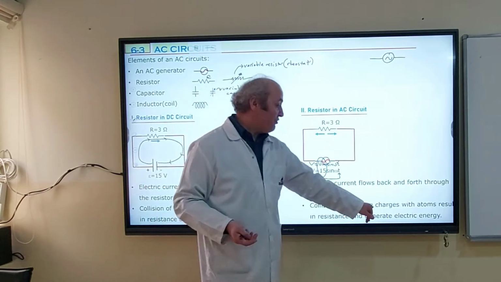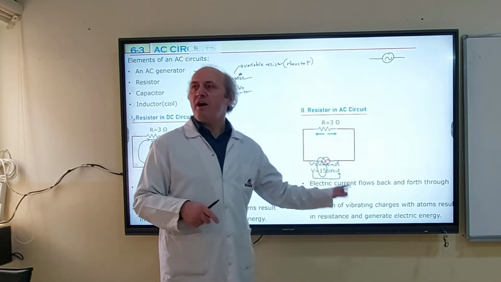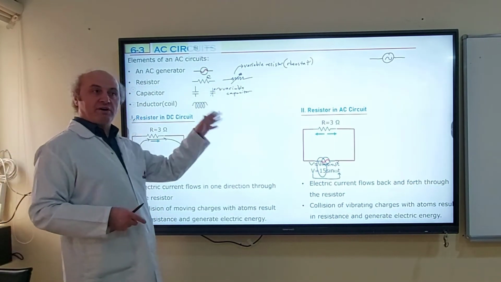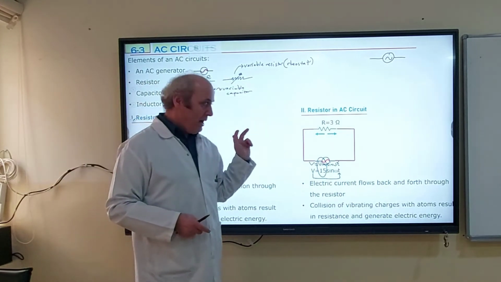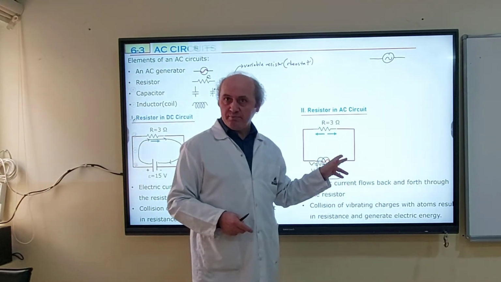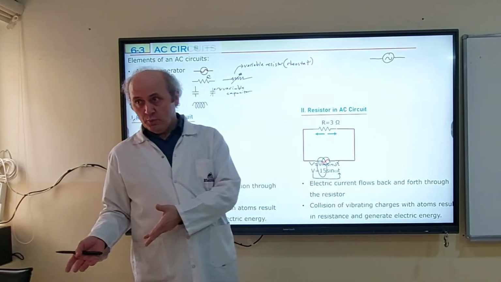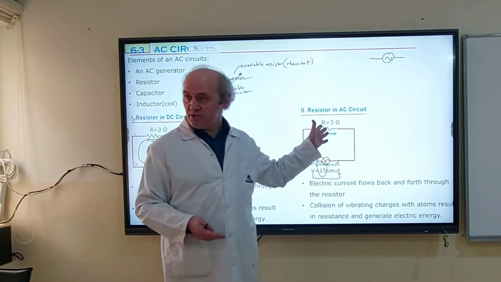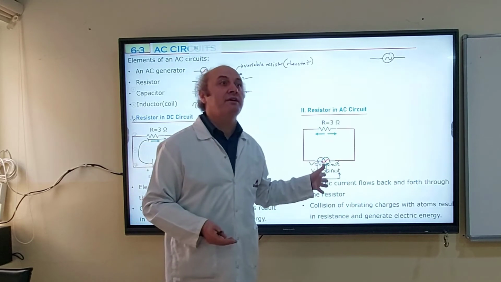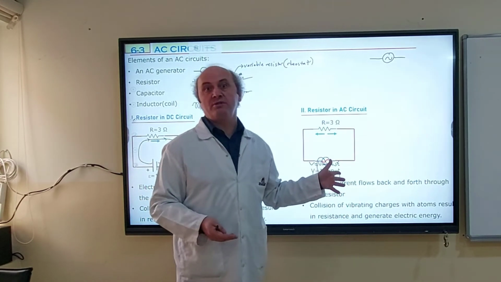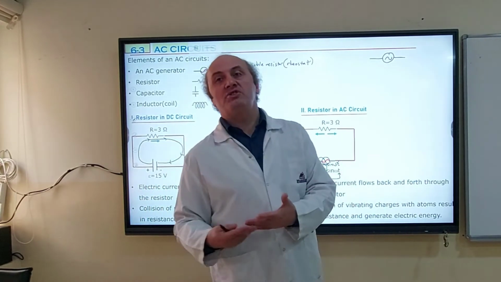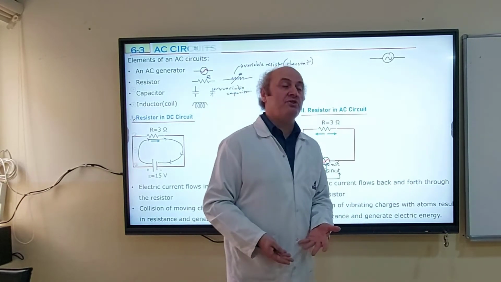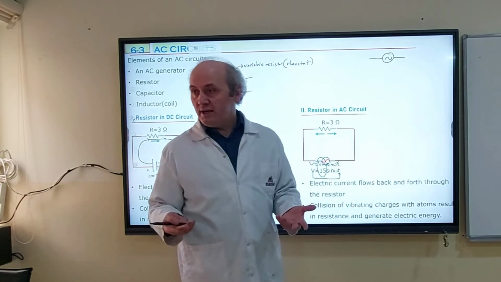So, collision of the vibrating charges. The only difference in here is vibrating charges. In the DC circuit we said moving charges, because in one direction, charges are moving, but in the AC circuit charges are vibrating. But still they collide with other atoms, with other electrons. So there still exists resistance, and still exists heat. Because of these collisions, the electrons lose energy. This lost energy is converted to heat.